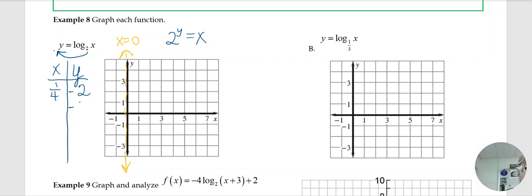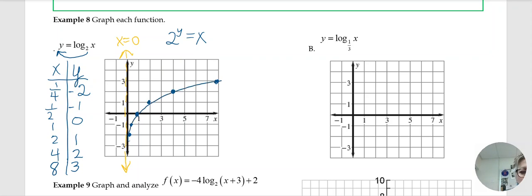Okay, so negative 1 would give us a half. 0: 2 to the 0 is 1. Anything to the 0 is 1. 1 would give us 2, and 2 would give us 4. I guess I could put 3 in there. 2 cubed is 8. So let's just graph these points. So x is 1/4, y is negative 2; 1/2, negative 1; 1, 0; 2, 1; 4, 2; and 8, 3.